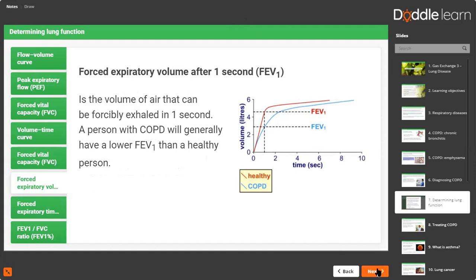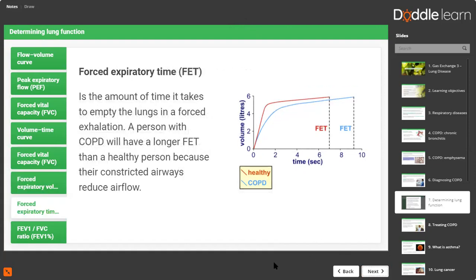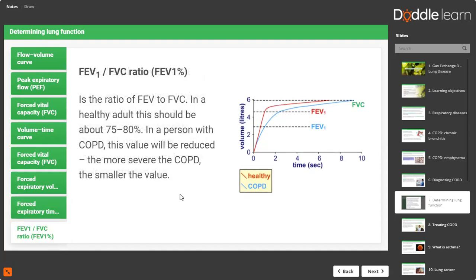And then we look at forced expiratory time in general, so how long it would take for an individual with COPD to exhale all of their air out of their body, out of their lungs. So a person with COPD will have a longer forced expiratory time than a healthy person because their constricted airways reduce flow. So then we can compare forced expiratory volume in 1 second to the forced expiratory volume in total.